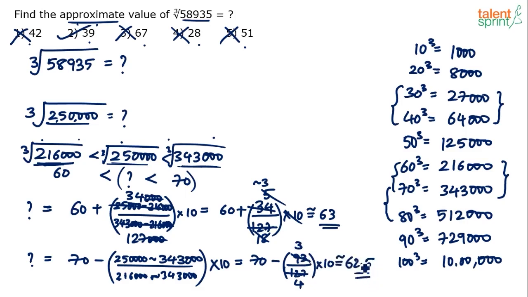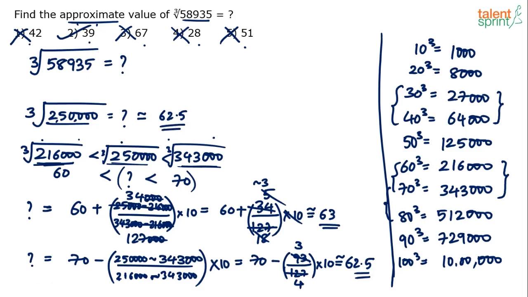Earlier we got roughly 63. Now we're getting 62.5. So I can say that the approximate cube root of 2,50,000 is roughly 62.5. Right? So this is how we can find out the approximate cube root of a given number.